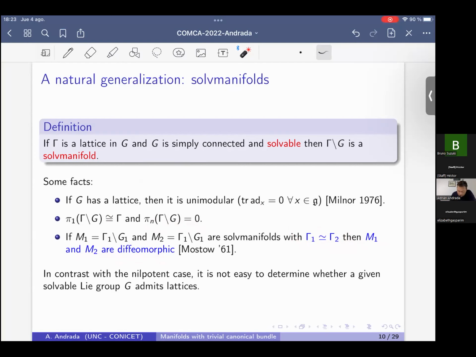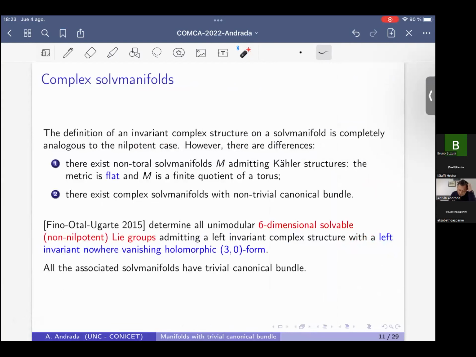But there is a problem here, which is that we do not know whether a given Lie group has lattices or not. It is not easy to determine that. So it has to be done case by case, and it is not always easy to do, and it involves a lot of number theory. But in any case, we can define complex solvmanifolds in the same way as nilmanifolds. We can take an invariant complex structure, and it descends to a complex structure on the quotient, on the solvmanifold.